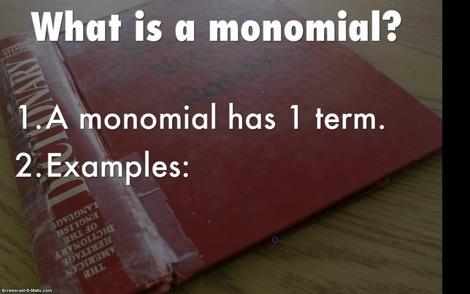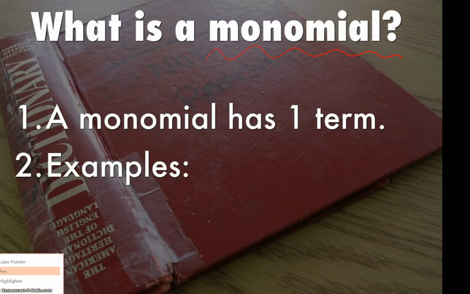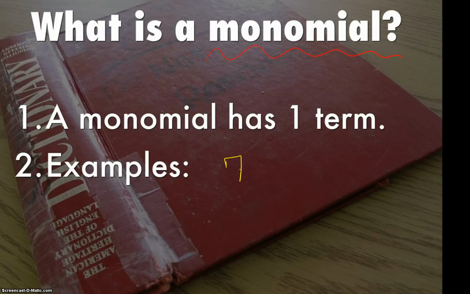So let's get started. So first of all, before we can do this, it'd be nice to know what a monomial is. If you remember from polynomial day when we classified polynomials, a monomial has just one term. So there are many different examples. You could have just a plain number. That's considered a monomial because it just has one constant.